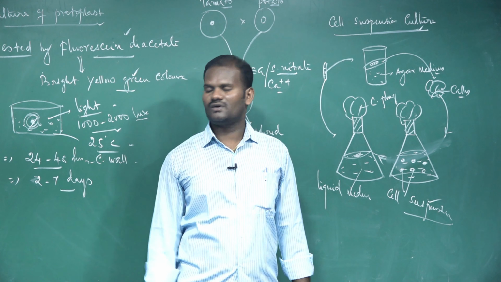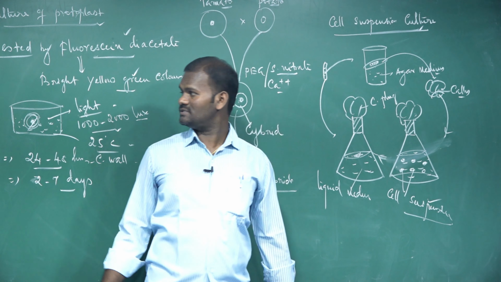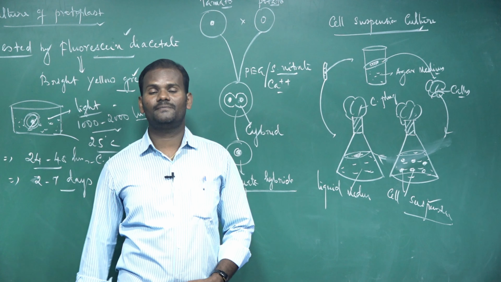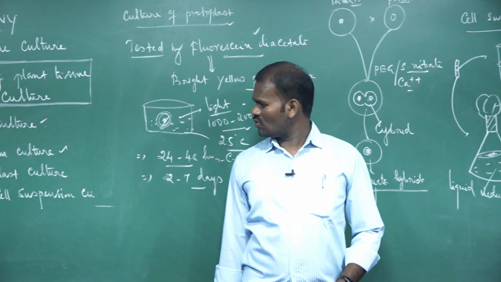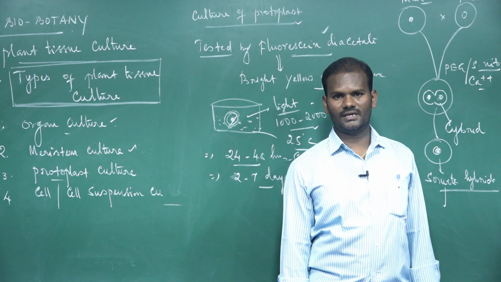So the steps are over. What are the types of plant tissue cultures? Organ culture, meristem culture, protoplast culture, then cell suspension culture. Over.